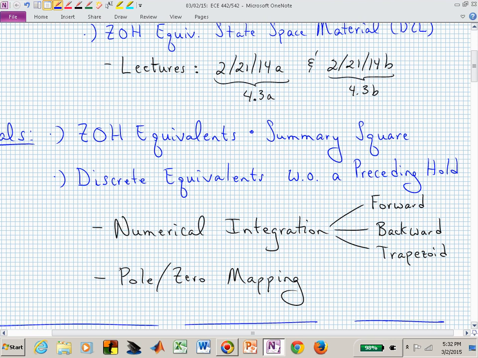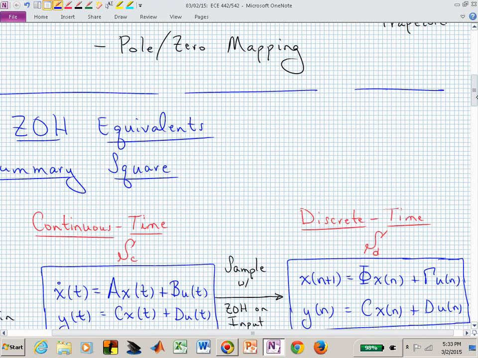The pole zero mapping, roughly, is we know our mapping between S and Z. Z is equal to e to the sT. We basically factor our transfer function, if that's how it is given to us, into pole factors and zero factors, and we map those S-domain poles and zeros using that relationship, Z is equal to e to the sT. But there's a few other subtle features of that pole zero mapping dealing with zeros at infinity, and we'll talk about that when we get there, which may not be today.